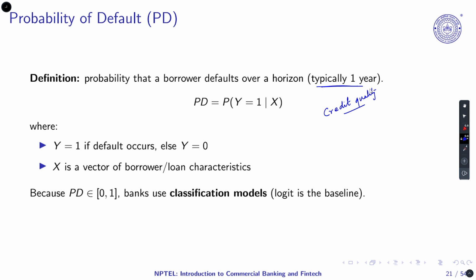So here we are saying that y is equal to 1 conditional on x. X are the number of parameters. So x could be your KYC details and firm specific details or any kind of characteristics that we have, and y is equal to 1. So we are assuming that y is equal to 1 means it defaults.